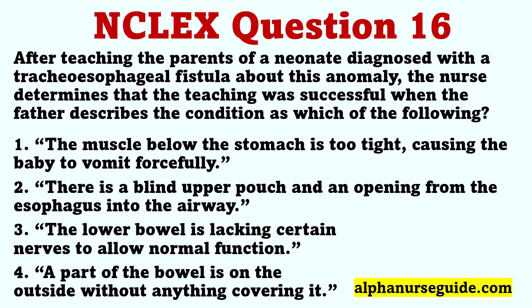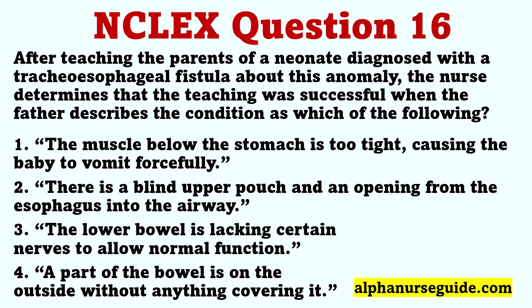After teaching the parents of a neonate diagnosed with a tracheoesophageal fistula about this anomaly, the nurse determines that the teaching was successful when the father describes a condition as which of the following? 1. The muscle below the stomach is too tight, causing the baby to vomit forcefully. 2. There is a blind upper pouch and an opening from the esophagus into the airway. 3. The lower bowel is lacking certain nerves to allow normal function. 4. A part of the bowel is on the outside without anything covering it.